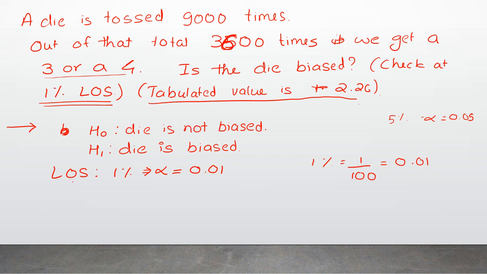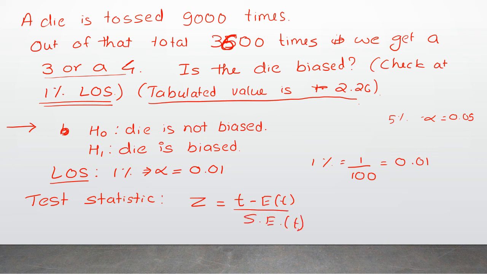Now the level of significance has been found, so the first three steps have been done. The first three steps should be very easy. Now, going to the fourth step: setting up the test statistic. I have the formula already, that is Z equals T minus E of T upon standard error of T. Now this T will be what? Being biased or not, that is the probability.